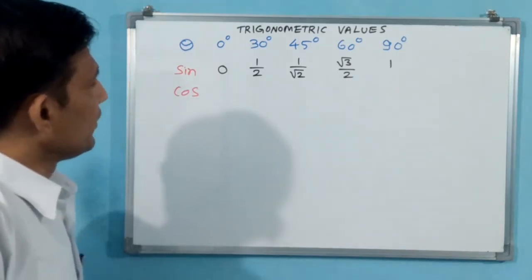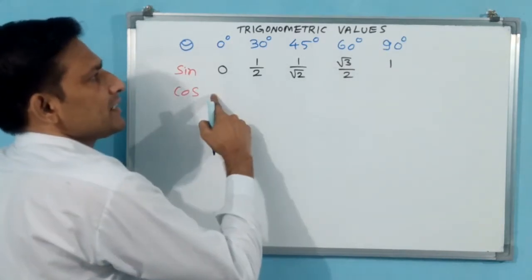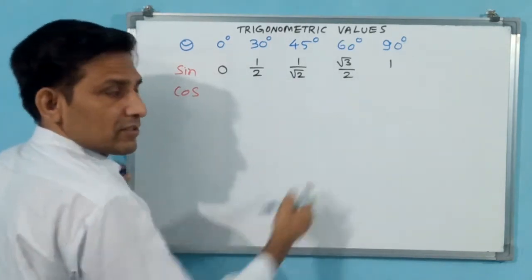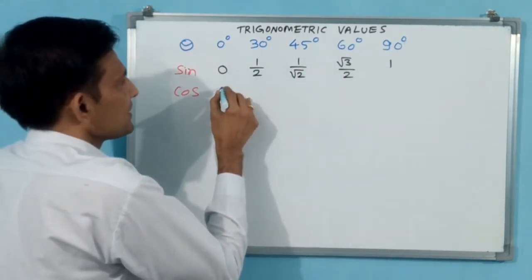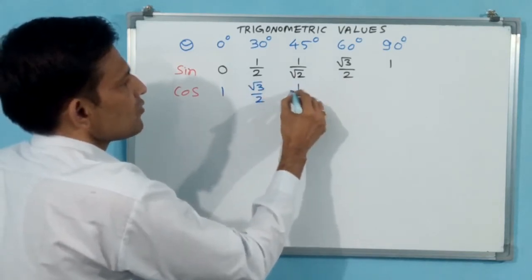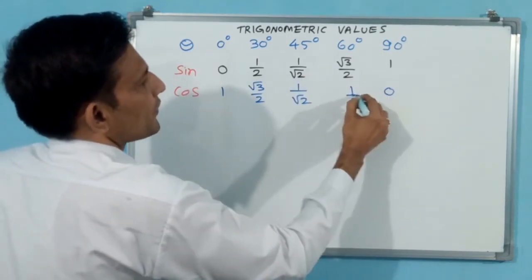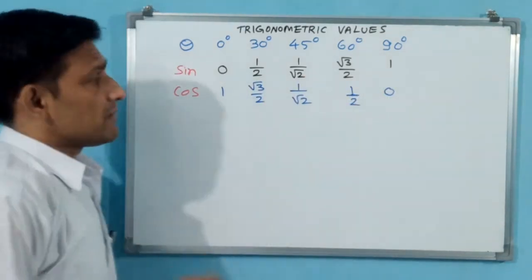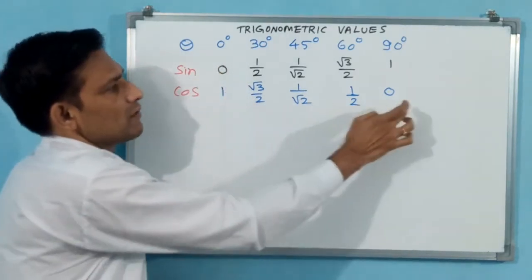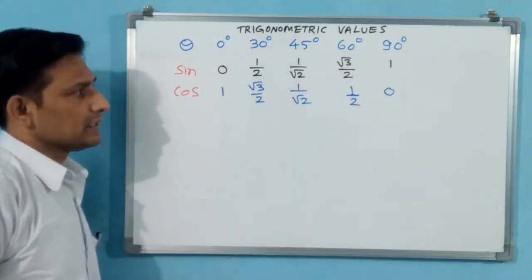Now you see what I am doing. For cos I am reversing: 90 degree here, 0 degree here, 60 degree here, 45 degree here, 30 degree here, 0 degree here. Now I am writing 90 degree, so that one here, then root 3 by 2, 1 by root 2, 1 by 2, 0. How these values have come, I am going to explain afterwards for sine and cos.